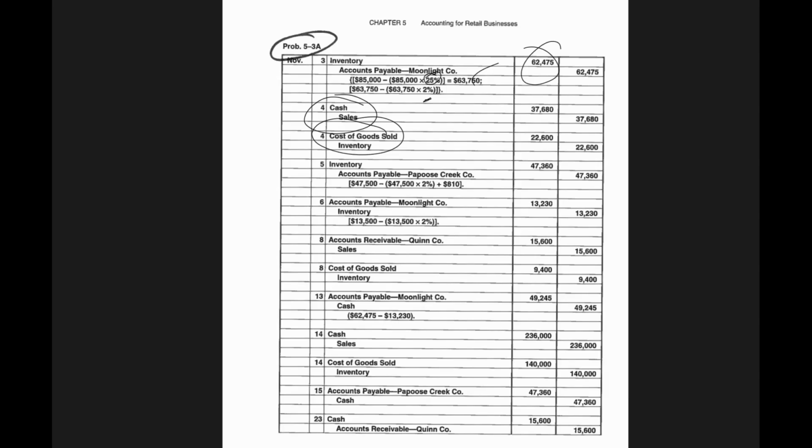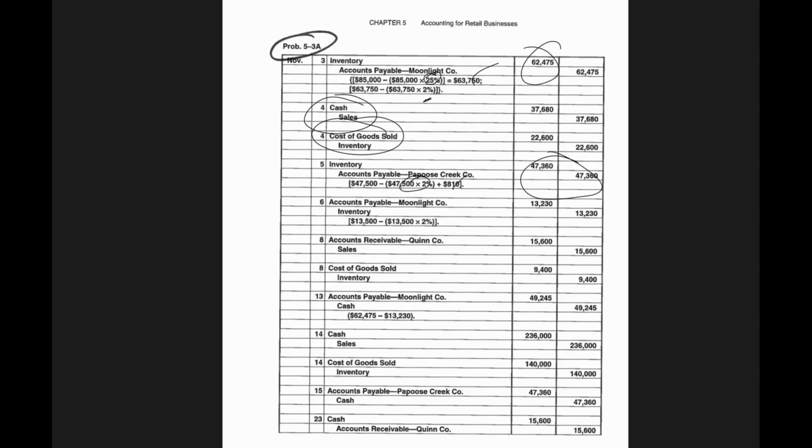So the first thing we do is we take our 2% off, 47,500 times 98% plus the 810 would get you to $47,360. So we are capitalizing the cost of freight with FOB shipping point.